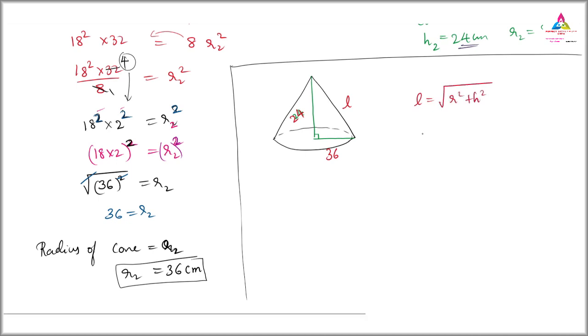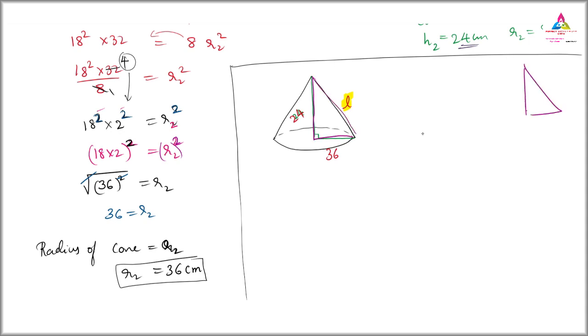If you don't know this formula, it is very easy. So here the hypotenuse is L. If you are considering this right angle triangle, this is our 24, that is our h height, this is our r and this is our L. So L square is equal to r square plus h square. By the Pythagoras theorem, hypotenuse square, that is L is equal to, on the other side, square root of r square plus h square.